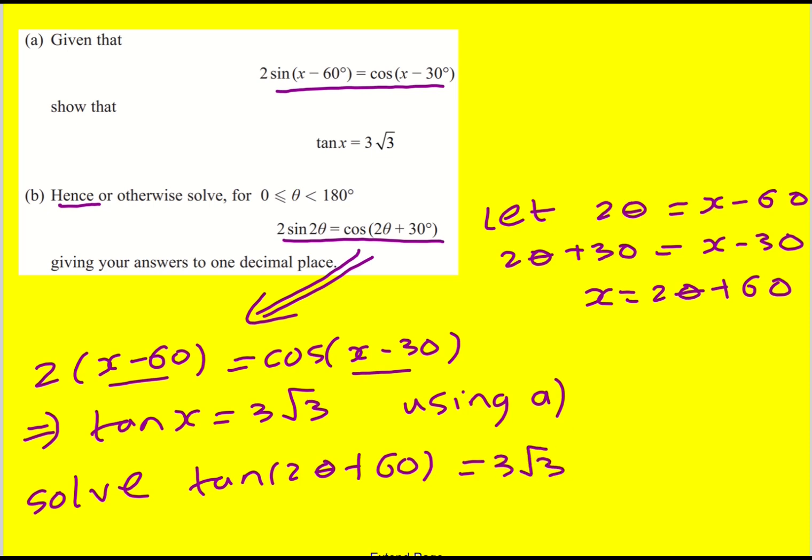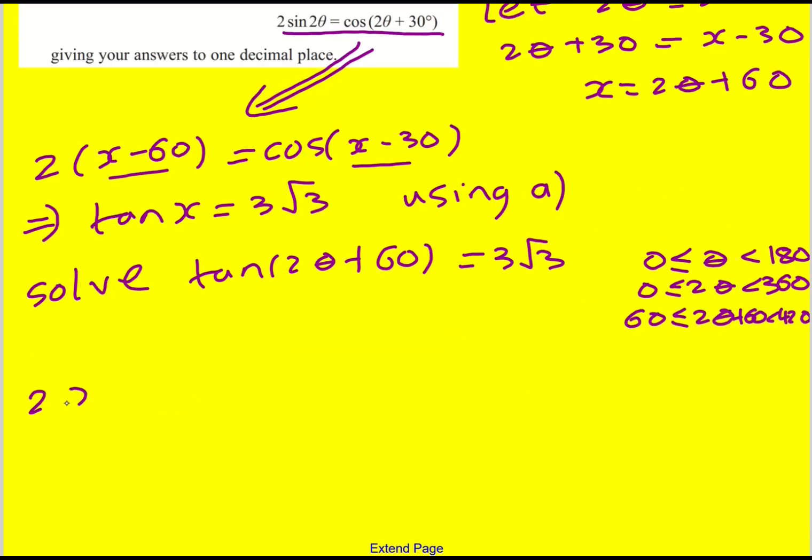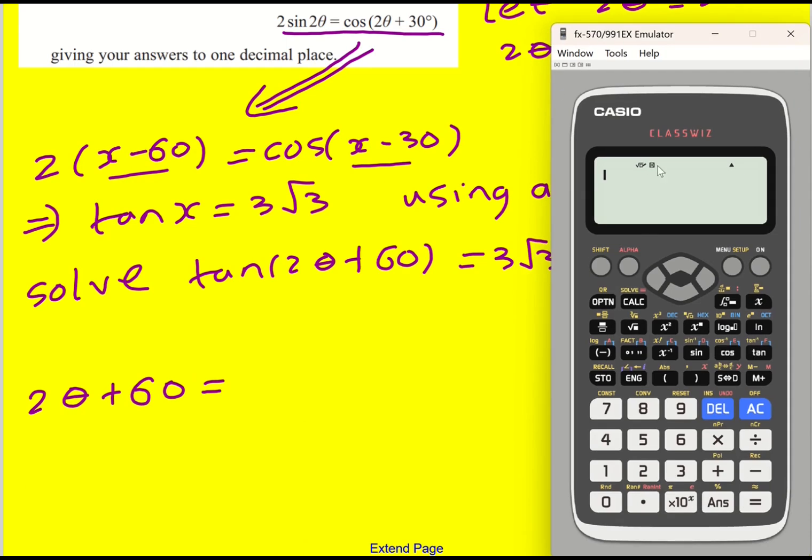Because I've also got to think about the limit anyway. So this is the limit for theta. If I double it, if I want 2 theta, then it's going to become 0 to 360. If I add 60, it becomes 60 to 420. Right, now I'm going to solve for 2 theta plus 60. Inverse tan of 3 root 3. Just remember, we're working in degrees here. Get your calculator in degrees mode if it's not already.